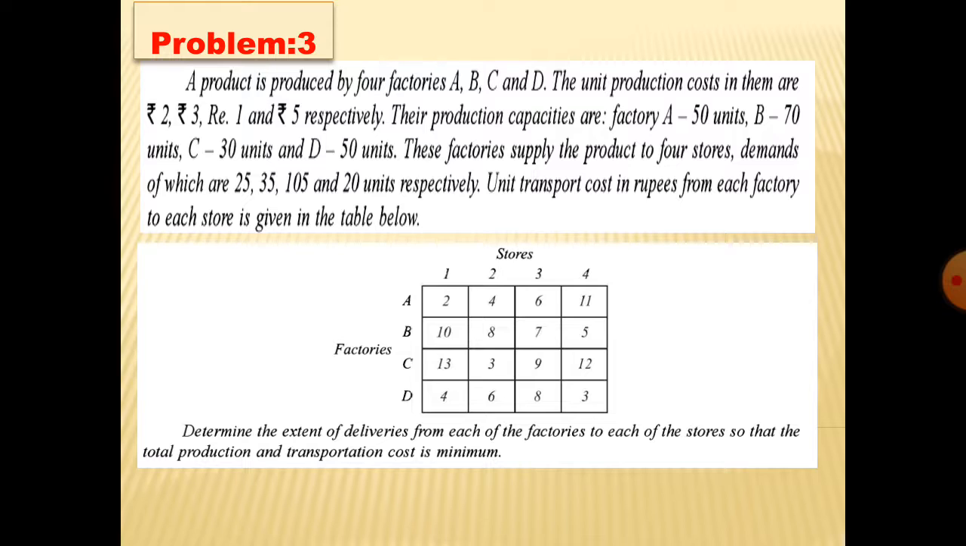Factory A 50, factory B 70, factory C 30 units and D 50 units. These factories supply the product to four stores whose demands are 25, 30, 35, 105, 20 respectively. The unit transport cost in rupees from each factory to each store is given in the table. Okay, now what we have to do? Factories and stores, that is A B C D and 1 2 3 4. We have to write down the cost matrix.